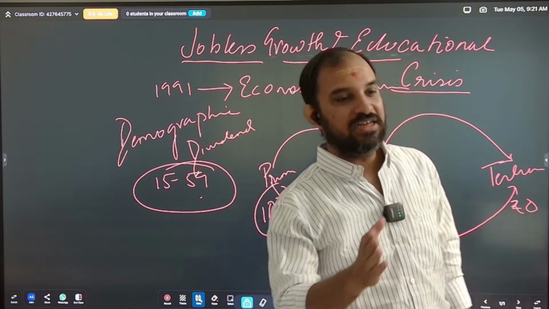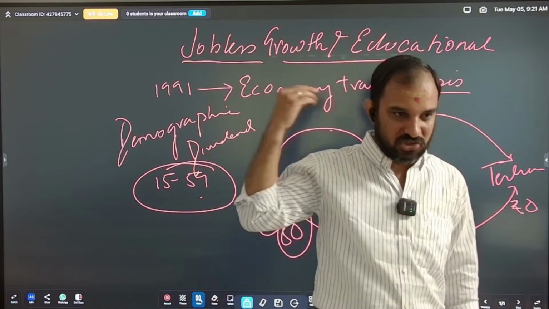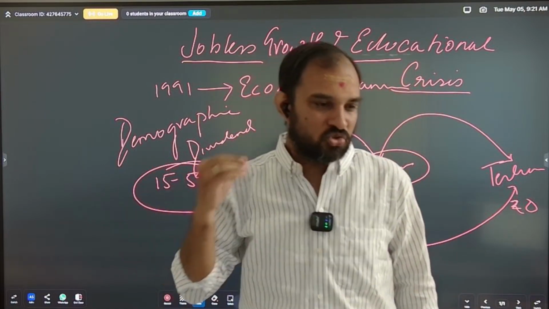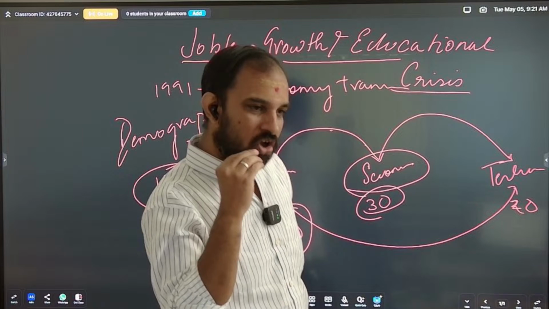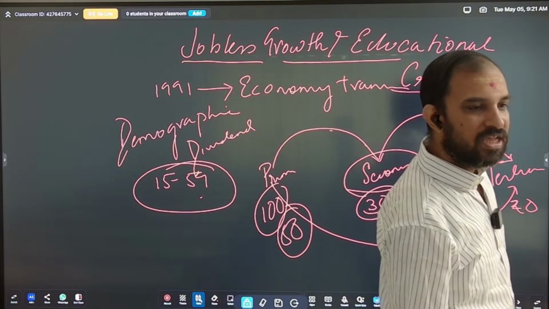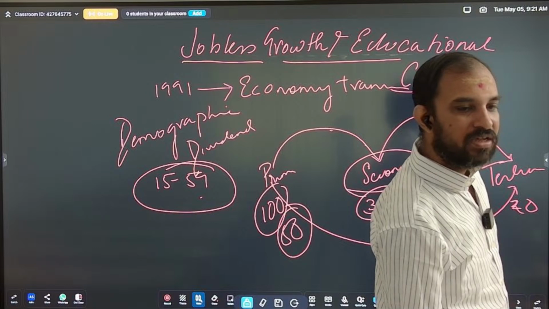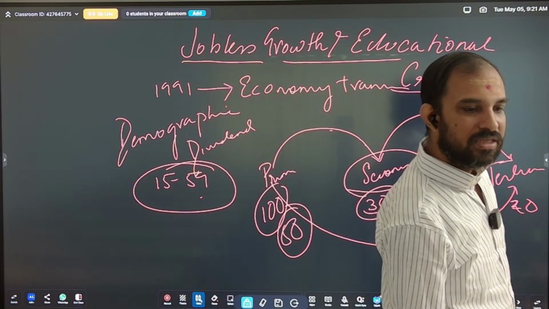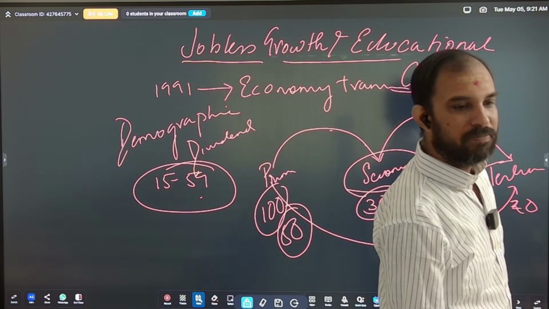Of course, there is another ideological part also, but this is also there. So, if you are unable to provide jobs to the demographic dividend, it will transform itself into a concept known as demographic burden. So that is the problem. Write down.